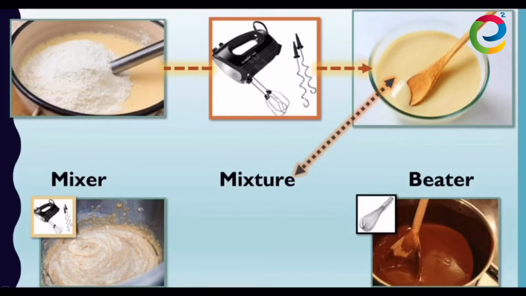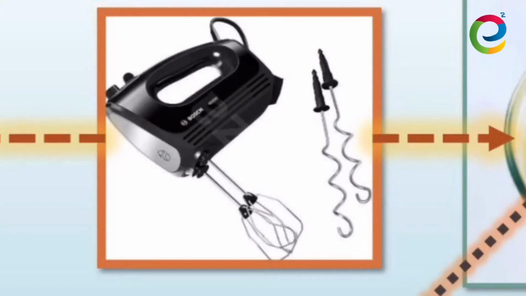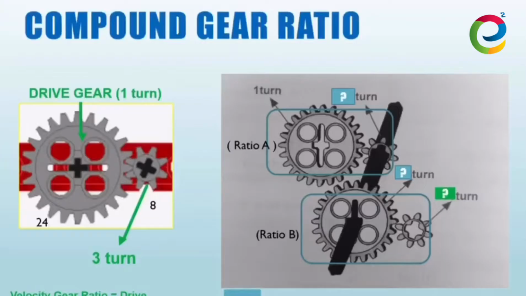So today, the appliance that we are talking about is the mixer. We're going to learn how the mixer works, how it makes baking cakes more efficient than hand whisking it. The hand mixer makes use of something called compound gears. To learn about compound gears, first we need to know what is compound gear ratio.